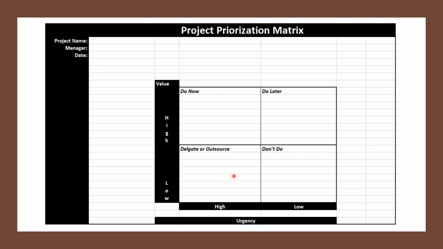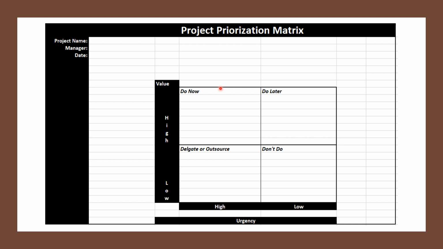If it is a high priority and high value item, you can do it immediately. If it is a high priority item and low value, it can be delegated or outsourced. If both urgency and value are low, don't do it. If the urgency is low and value is high, you can do it later. So now we know you can always look at this top quadrant and work on it, right?